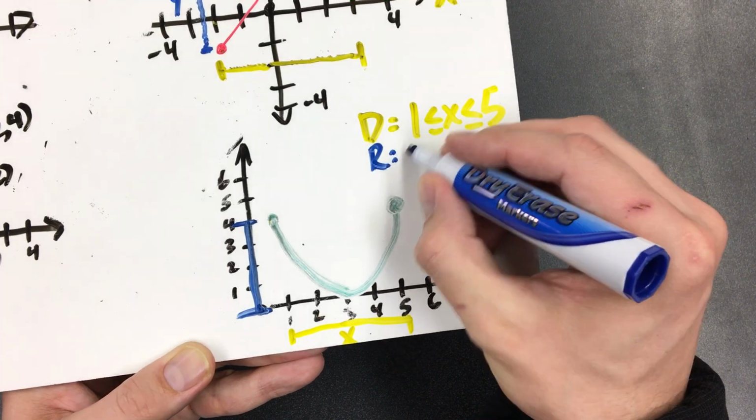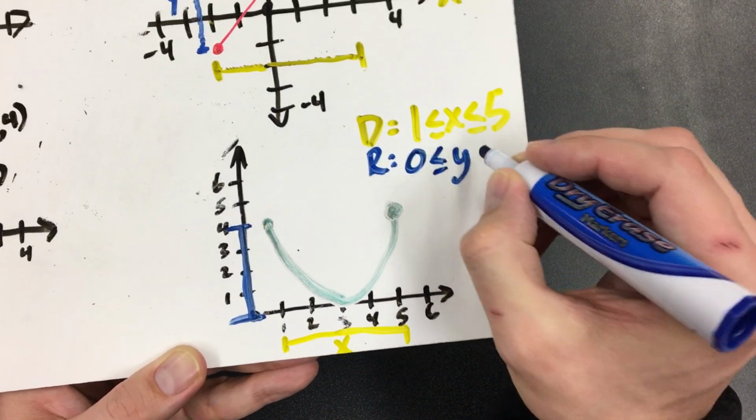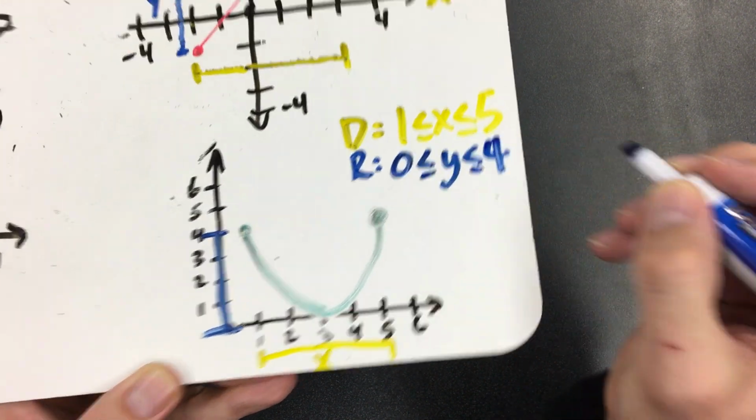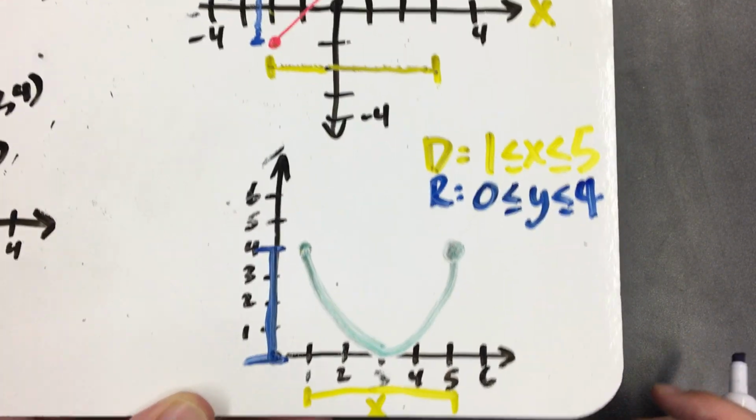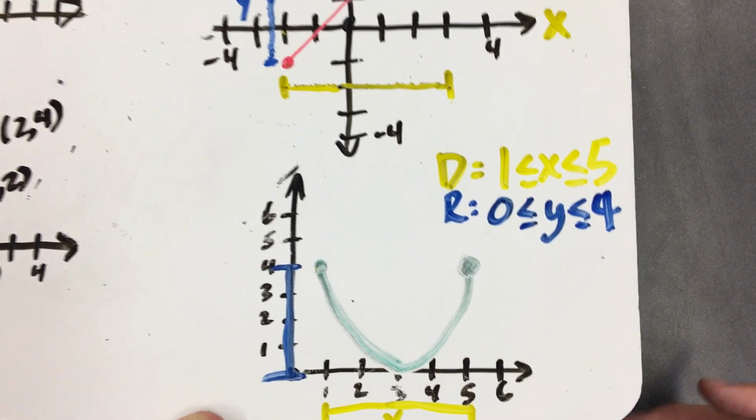So this is on the y-axis, so I'm going to put a y right here. It's located between 0 and 4 on the y-axis. All right? Okay, that is almost it for this video. I'm going to just do really quickly the very last piece.